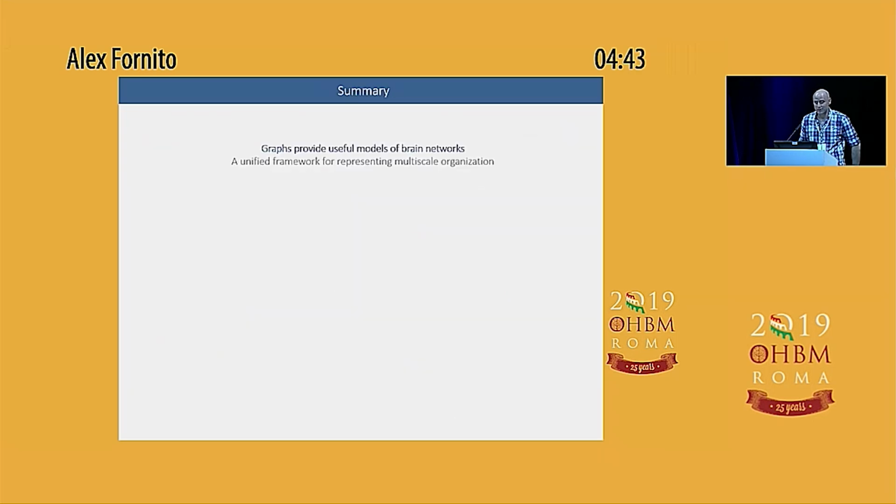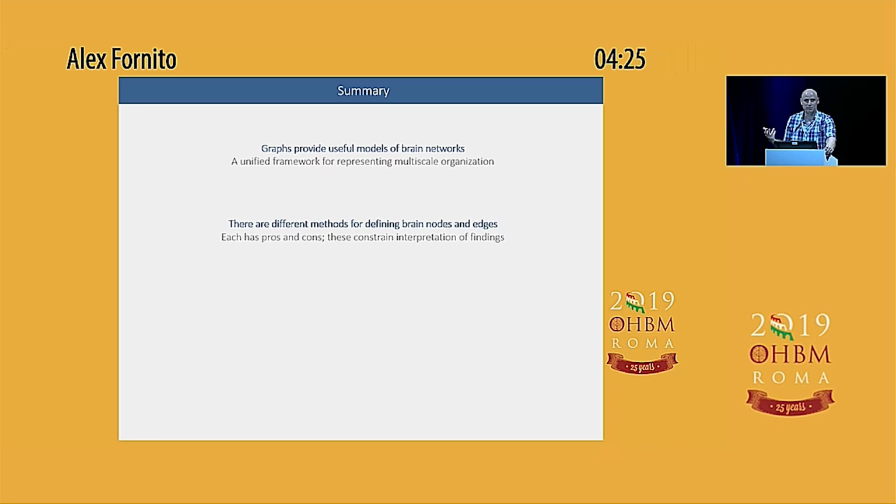But just to summarise what I've been saying, hopefully I've convinced you that graphs provide useful models of brain networks, and the real power is that it gives you a unified framework of thinking about networks across different scales, measurement techniques and species. There are different ways of defining brain nodes and edges and constructing networks. Each has pros and cons. You just need to be aware of how those pros and cons limit how you might interpret your findings.